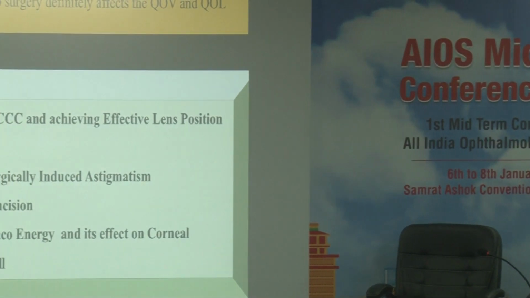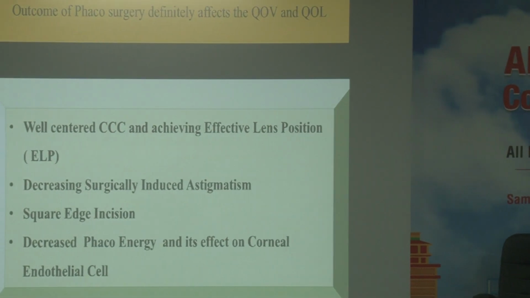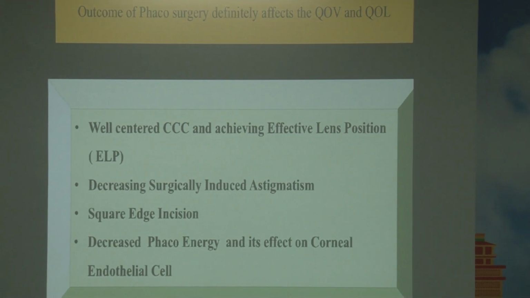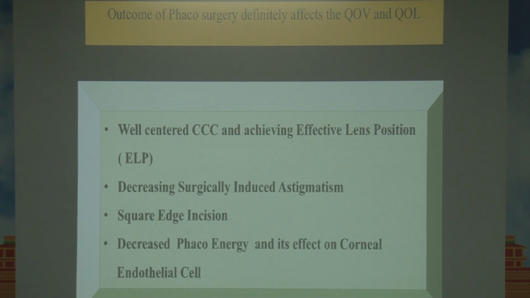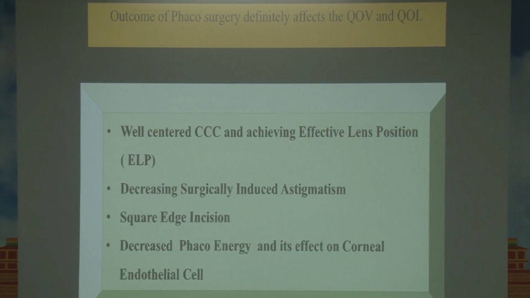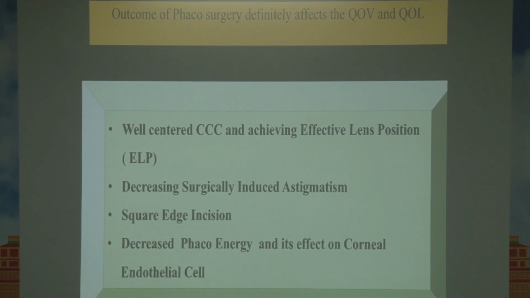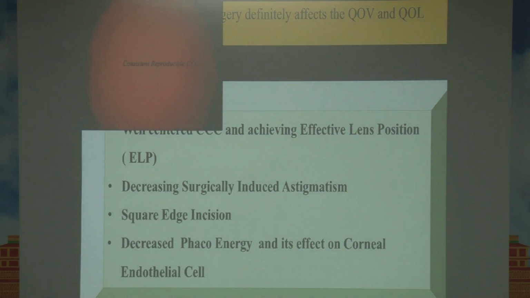So we believe that the outcome of phaco surgery definitely affects the quality of vision and life. One of the most important things, especially for the residents, is that you should start learning to make a very well-centered CCC, because this is the factor which governs the effective lens positioning. The others are that we want much decreased phaco energy and its effect on the endothelial cells.